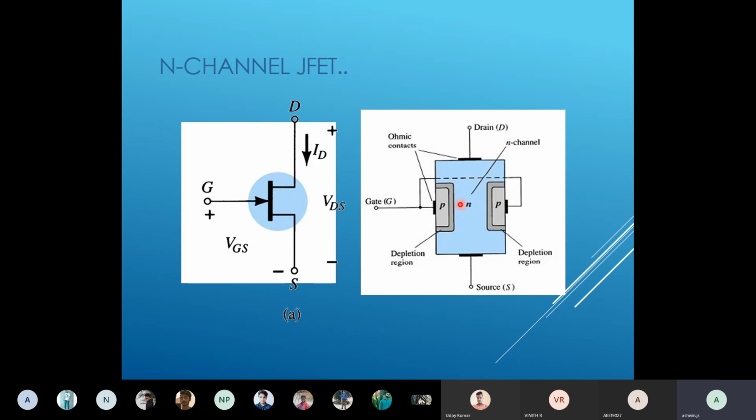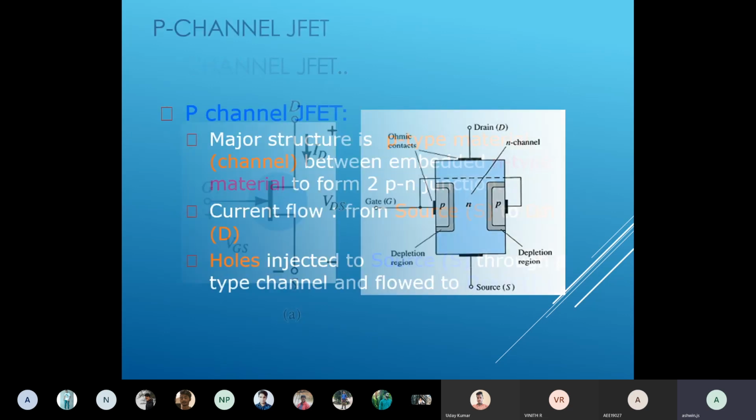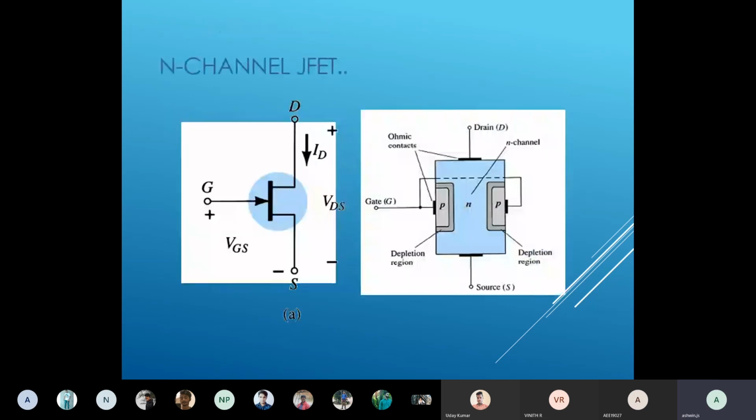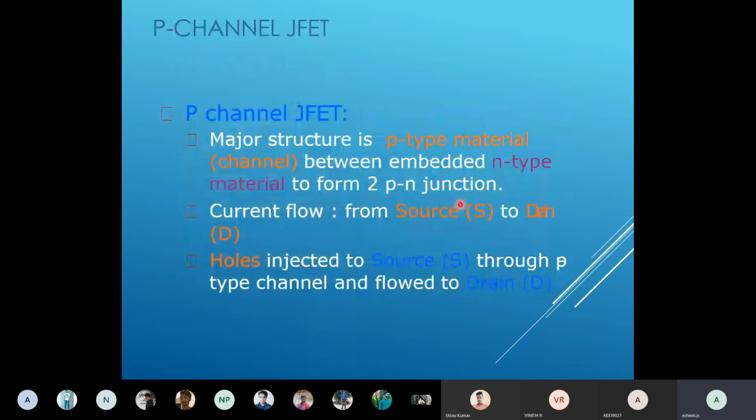So let me show the operation. First we will see the P channel. In a P channel, similar to the N, the majority structure is P type material, and N type is embedded inside your P type channel, so that you are able to form two junctions. Here the current will flow from source to drain, quite opposite to your N channel.